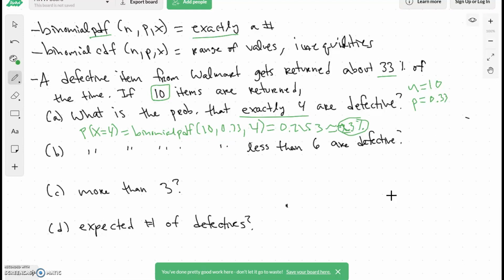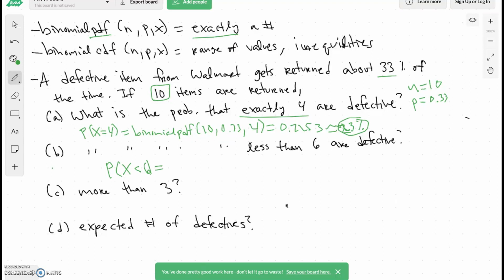Okay. Now part B, what is the probability that less than 6 are defective? Well, let's just write this as an inequality. So we want to find the probability that less than 6. Less than corresponds with the less than sign. 6 is defective.